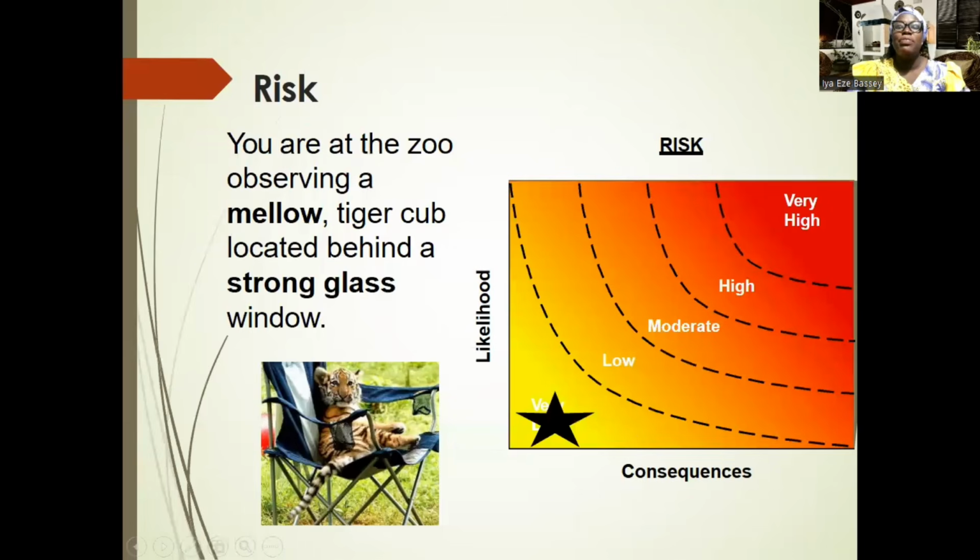Okay? Let's look at the fourth scenario. If you are at the zoo, you're observing a male tiger, baby tiger, tiger cub located behind a strong glass. What is the risk? The risk, the likelihood of anything bad happening is low. The consequences is also low. So your risk will be very low. So you can see how the different situations have modified or have determined how we calculate our risk for certain situations. So you can see that it is not all situations where you meet a tiger that it is dangerous.